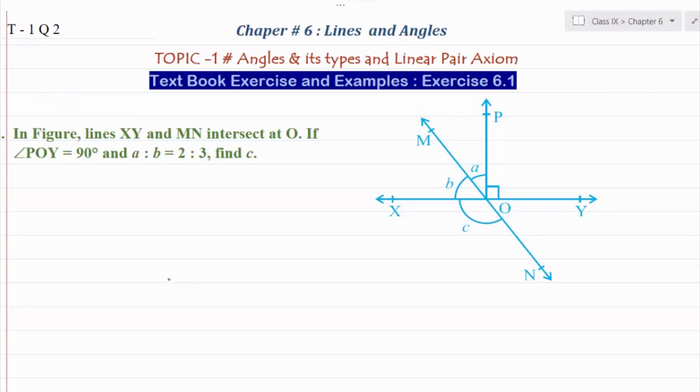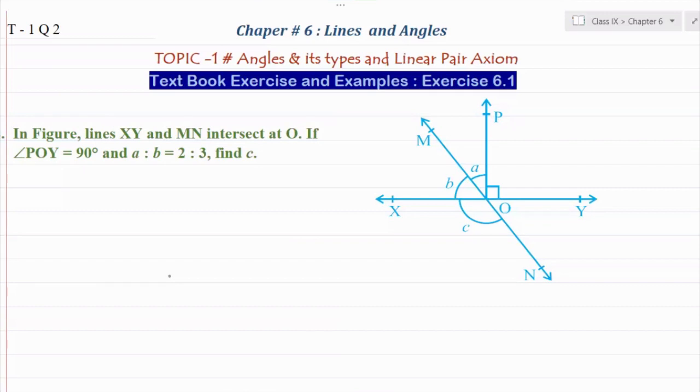Last time we covered some definitions in the chapter on lines and angles. We have seen types of angles, types of line segments, and we have covered the first question of exercise 6.1. Now we are going to start the remaining questions of exercise 6.1 and the subsequent solved examples. So we shall cover the solved example also here.